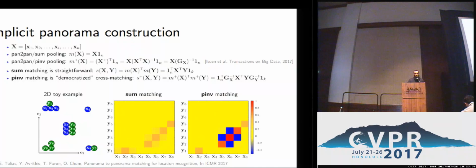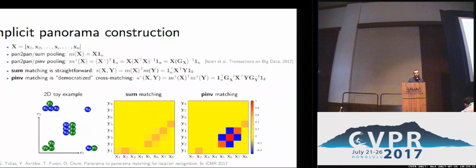So let's consider that we have each descriptor of an image in a column of matrix X. Sum pooling is simply the sum of all columns, and we get a single descriptor for the location. Now in what we call pinf pooling, that was previously tried only on the database side to jointly represent a set of images, we compute the pseudo-inverse of matrix X and then sum all the rows of the matrix to get a single vector representation that has the same dimensionality as the NetVLAD descriptor.